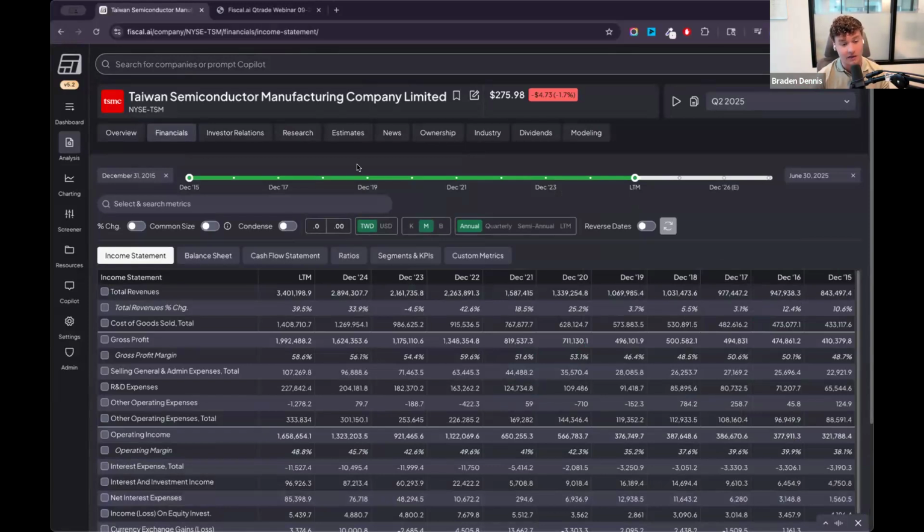Short interest. We do not have short interest. Short interest is one of those where you've got to buy it directly from the exchange, and it's expensive. It's very expensive data, unfortunately. So we do not have that metric.